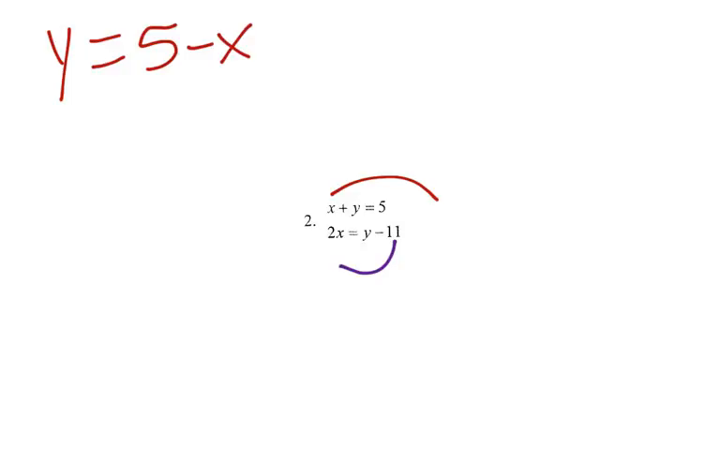Number 2. Start by getting y by itself. So we're going to move that x. y is equal to 5 minus x. Second equation, we're actually going to move the 11 over the other way. 2x plus 11 equals y.